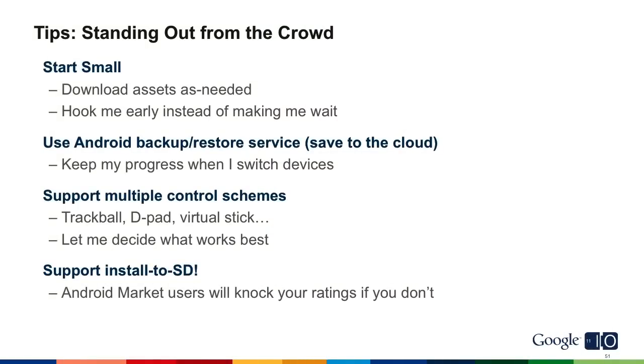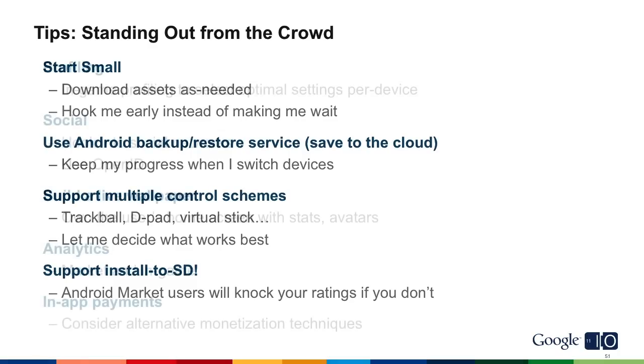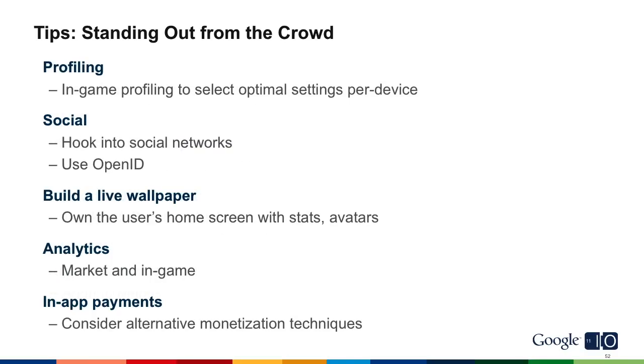And here are just general tips. Start small. Don't make me download a big file. Use the backup restore service. Support multiple control schemes. Install to the SD card. I'm not going to go through these, but you should all consider these. Things like profiling: make the game render up and do better stuff if it detects that it's running on a cool system. Hooking into social networks is, of course, really important for viral spreading of your application.